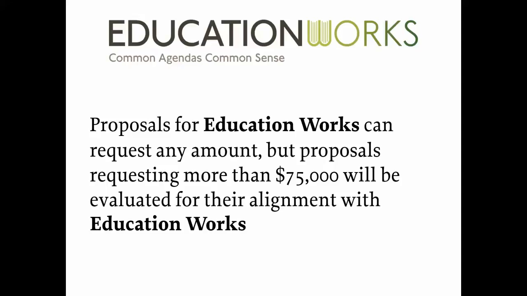So if we're talking about a multiple year grant, if it's going to be for 3 years and it's 10,000 a year, that's 30,000 altogether. That's not over 75,000. So we're looking at the total amount.